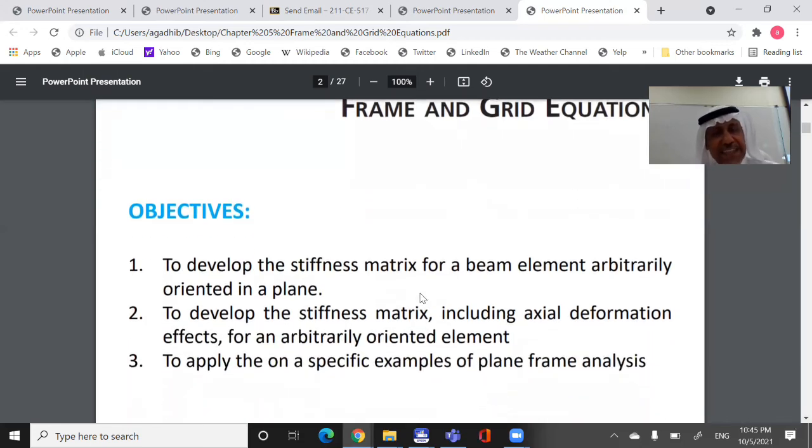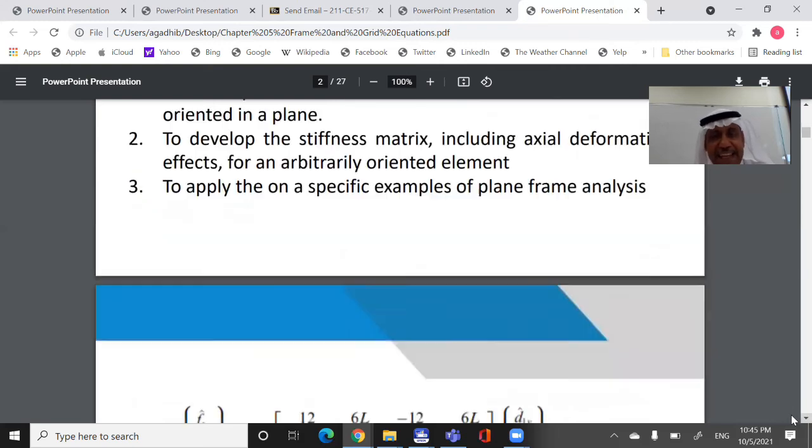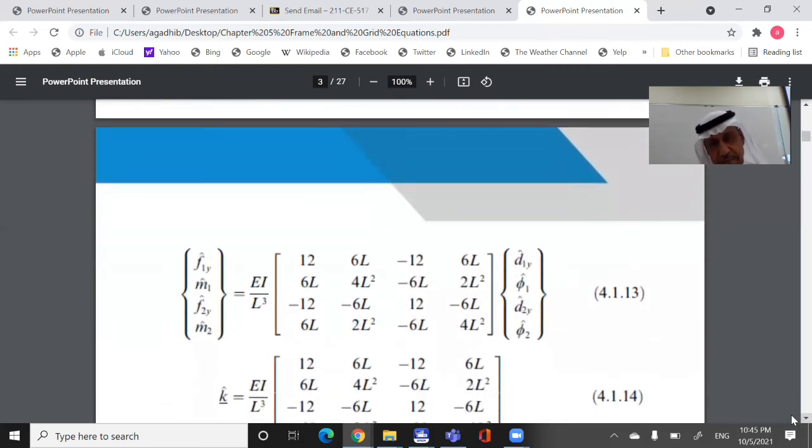Okay, to develop the stiffness matrix for the beam with arbitrary oriented plane, not horizontal, inclined, just like what we did in the truss. Then to develop the stiffness including axial deformation. This is advanced for you. For the time being, it's okay. And then apply a specific example. Let's see, you'll be surprised.